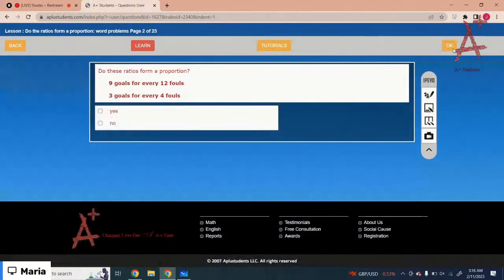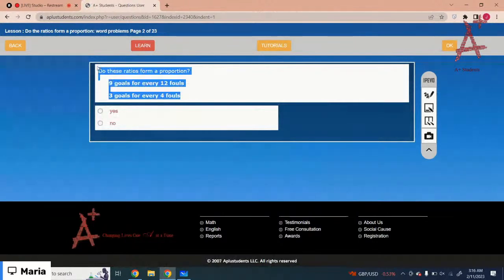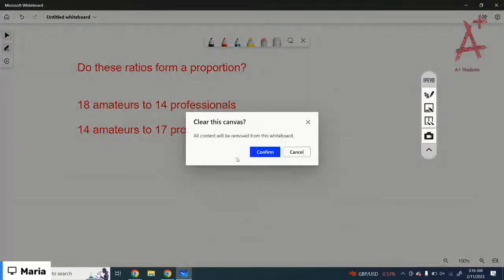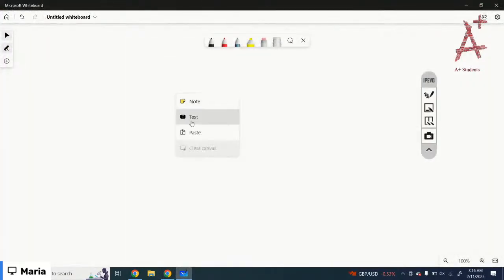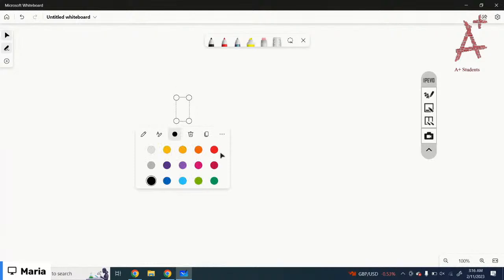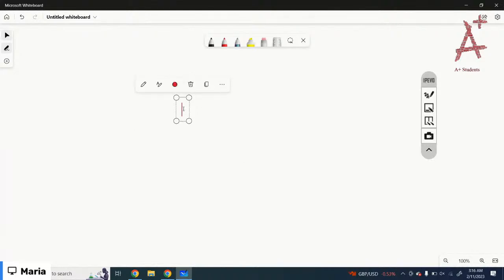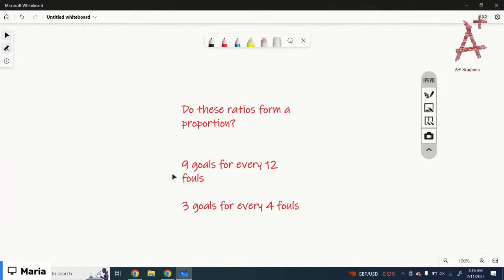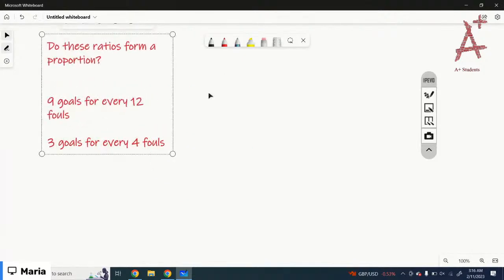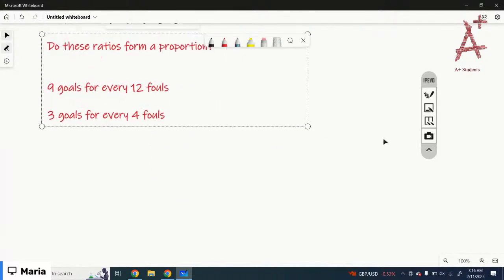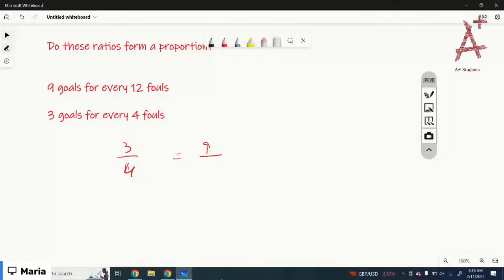Okay, the next one is, do the ratios form a proportion? And the ratios are 9 goals... wait, let me just write it down on the board. Do these ratios form a proportion? 9 goals for every 12 fouls and 3 goals for every 4 fouls. So basically the fractions are 3 over 4 and 9 over 12.